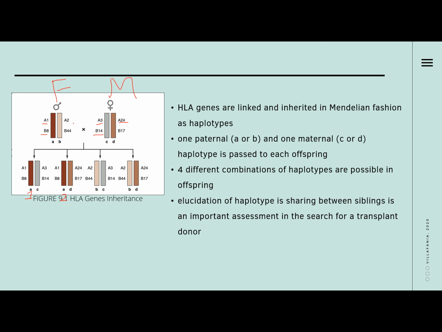The third one is A2 and A3, B44 and B14, and A2, A24, B44, B17. So, the technique here to make it easier, let's say you have that kind of question in your quiz, you just have to pair them up, class. Pair them up from left to left. When I say left to left, it's the left of either the mother or the father.